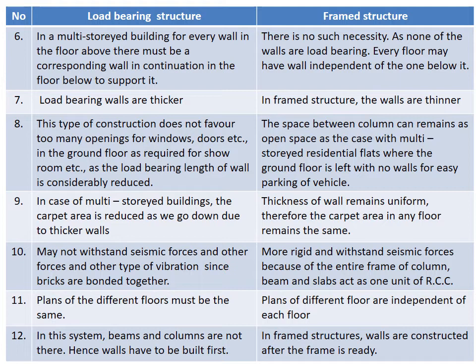In a multi-storied building of a load-bearing structure, for every wall in the floor above, there must be a corresponding wall in continuation in the floor below to support it. In case of a frame structure, there is no such necessity as none of the walls are load-bearing. Every floor may have wall independent of the one below it. Load-bearing walls are thicker. In frame structure, the walls are thinner.